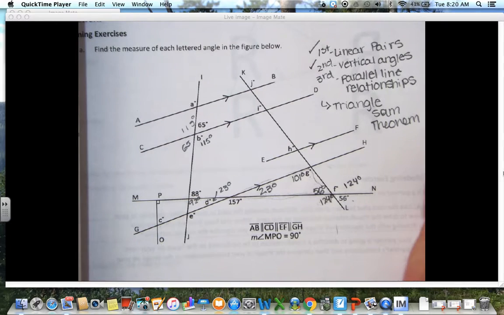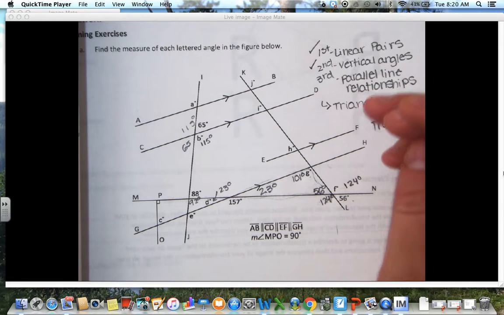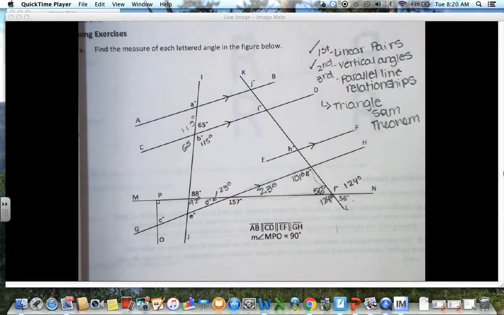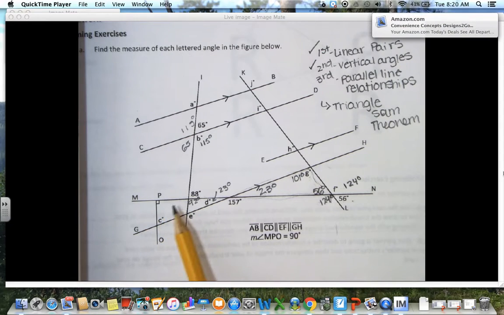Now, let's look a little bit closer at the angle relationships in another triangle over here. This angle right here, angle MPO, is 90 degrees. They gave that to us.